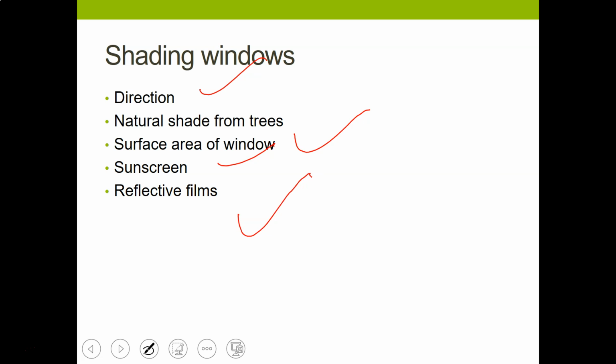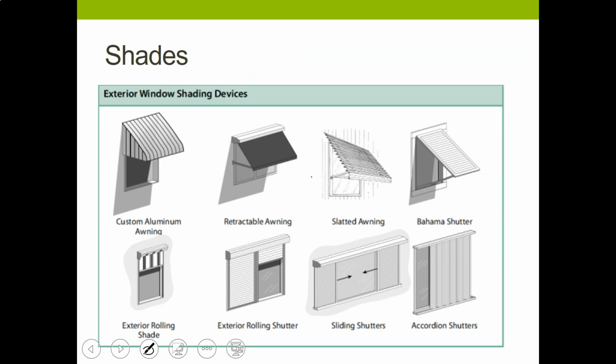Reflective films look like a mirror. But again, the problem with reflective film is that it does reduce the visible light, which is not a very desirable trait. Here are the different types of shades that you can put on top of a window. And again, if you see, it's always around a 45-degree angle.